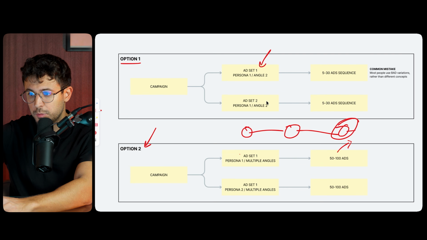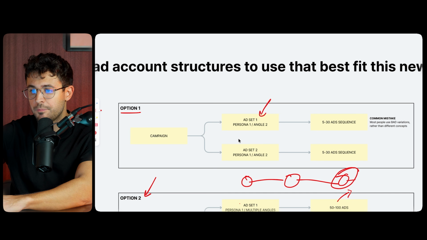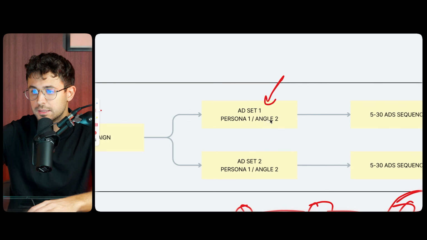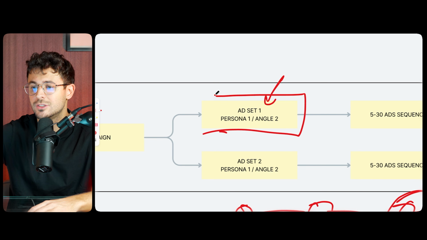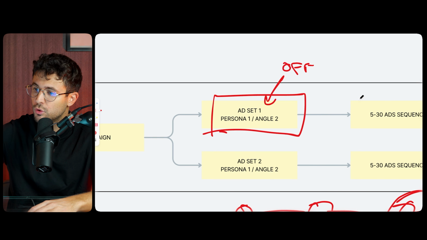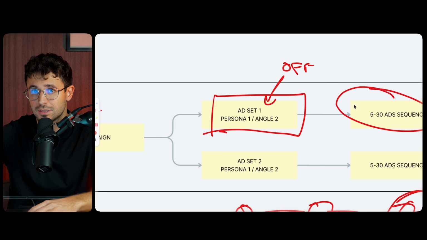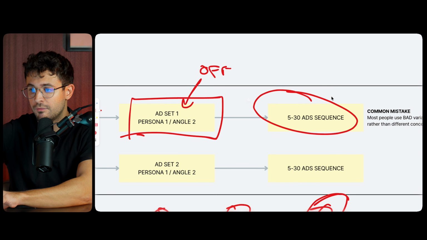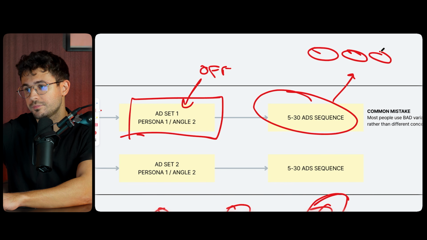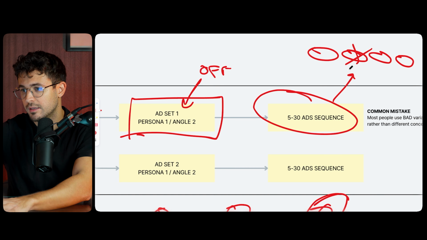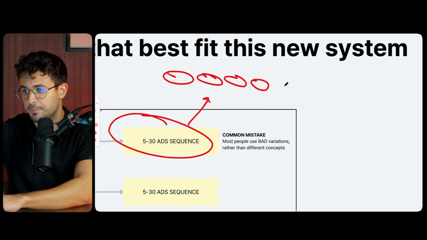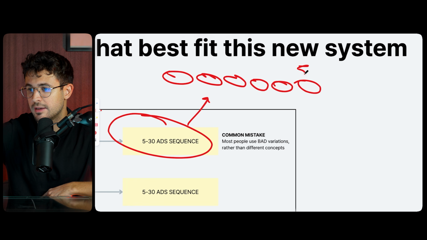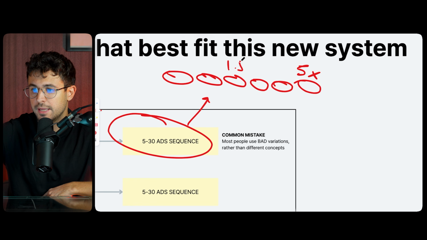Option number 1 is technically easier because you're splitting by angle, so you can judge by that and say, okay, this angle is not working, I'm going to turn it off. You need to look at the sequence, because Meta is optimizing the sequence and not the single ad. So you need to avoid going inside the ad set and turning off a single ad. Let's say you have like 30 ads inside, and this ad has a 5x ROAS and this one has like a 1.8x ROAS, and this one is getting all the spend. What you do is say, okay, I'm going to turn this off, so this one gets more spend because it's better.